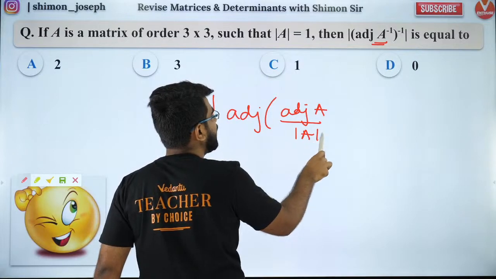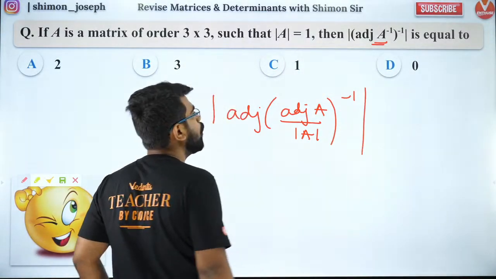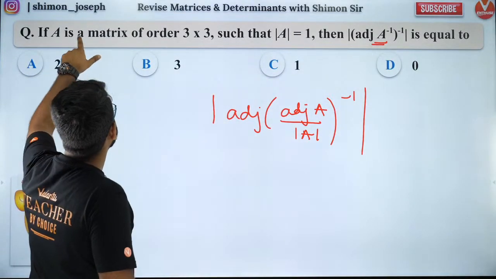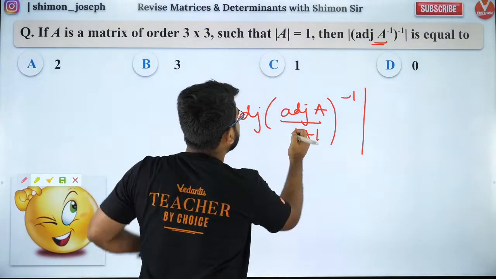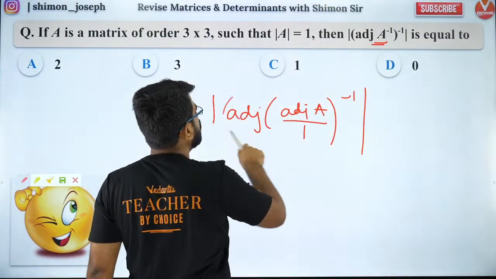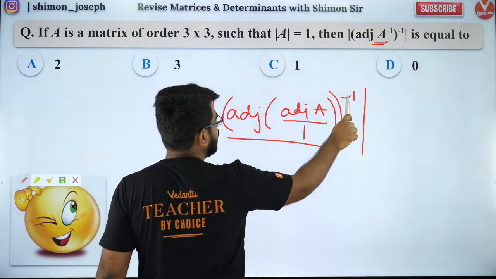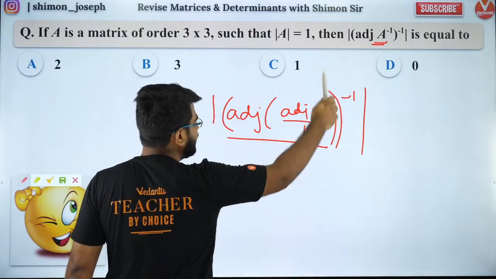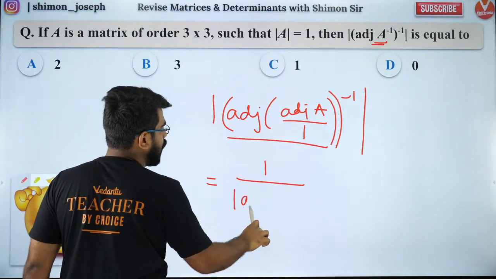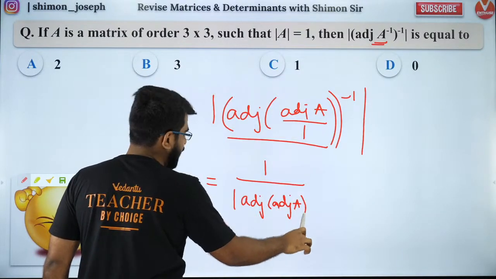Is that okay with everybody? Yes. Now, what is determinant of A? Determinant of A is nothing but 1. So, can I say this whole inverse determinant will be 1 by determinant of the inside quantity, which is adjoint of A? That's it.